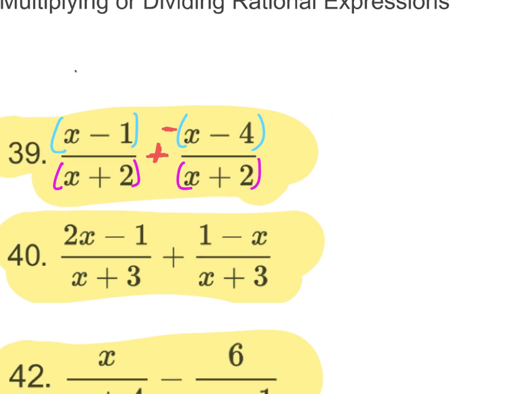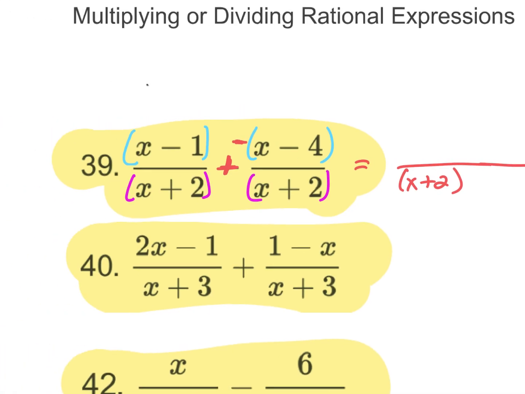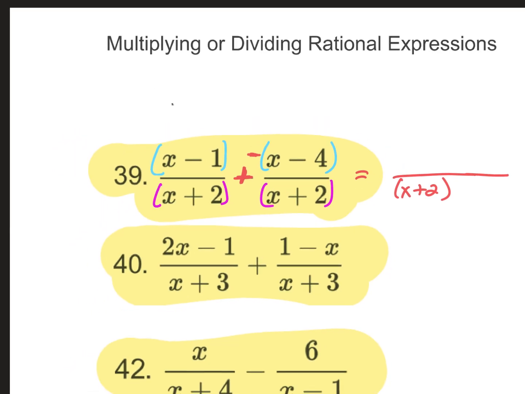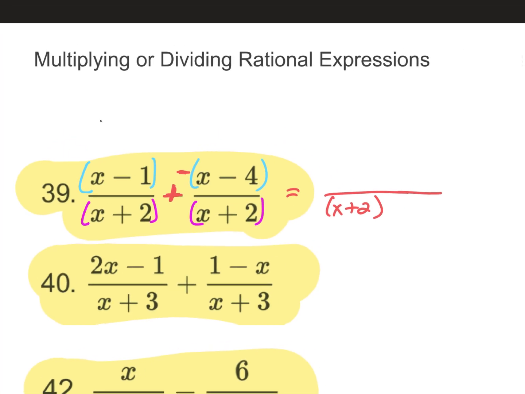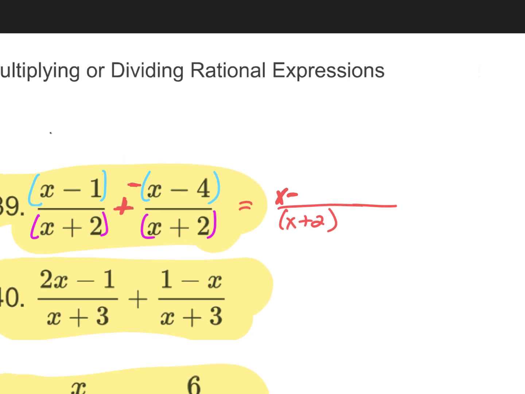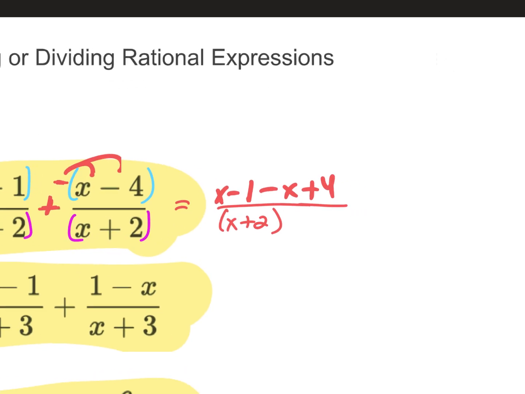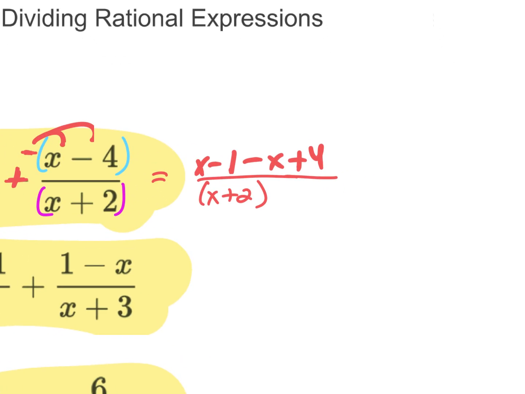So since I have a common denominator, I'm just going to rewrite it one time, x plus 2 on the bottom. And then I'm going to deal with my numerator. I'm going to write it all together. You guys don't have to do this. You could do it within the problem, but I'm going to write it all together. So I have x minus 1. Then we distribute. So minus x plus 4. Everybody with me? Yes? Okay, so my denominator stays the same. Once we realize or we get our common denominator, you just keep rewriting it.